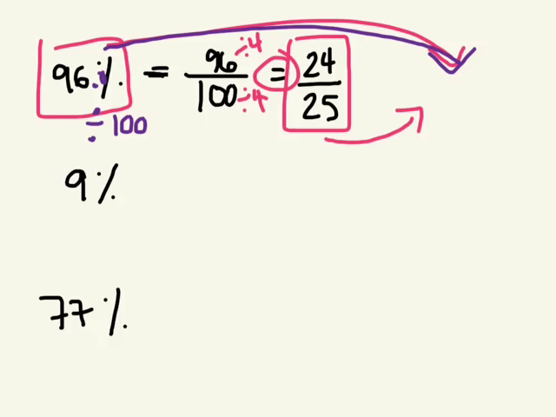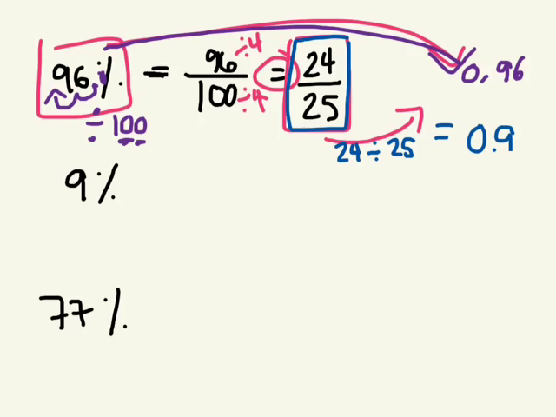Dividing by 100, there's 2 zeros here. What do I do? Move 2 decimal places to the left. We end up at 0.96. The second way, if we want to go from a fraction, 24 over 25 is still 96%, right? How do you turn a fraction into a decimal? Divide the numerator by the denominator, so 24 divided by 25, and you should still result in 0.96 because these are all equivalent.